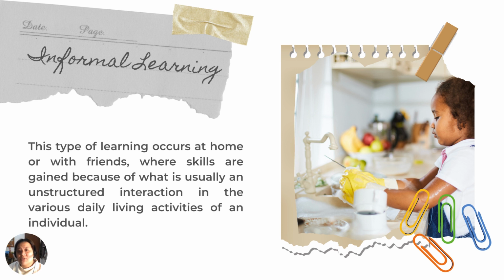Finally, we have informal learning. This type of learning occurs at home or with friends, where skills are gained because of what is usually an unstructured interaction in the various daily living activities of an individual. The key players in informal learning are people the child lives with or those the child sees on a daily or regular basis. Through exposure to activities such as chores, self-care, or play, a child is able to contextualize the skills that he or she has learned inside the classroom or during therapy.